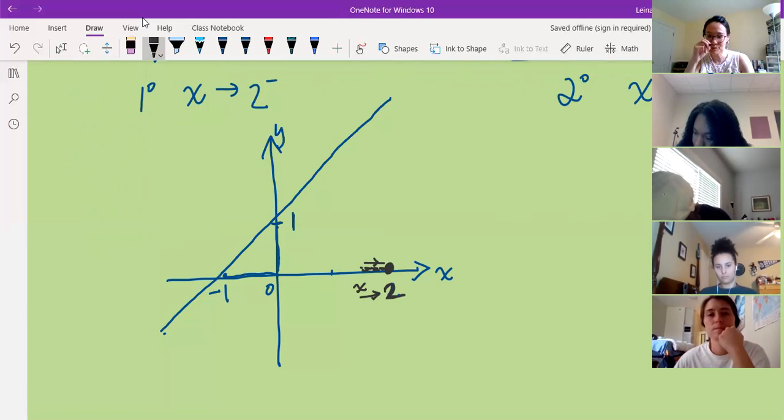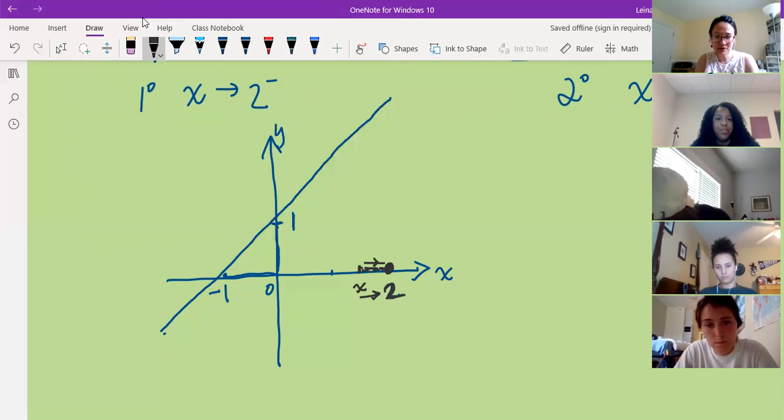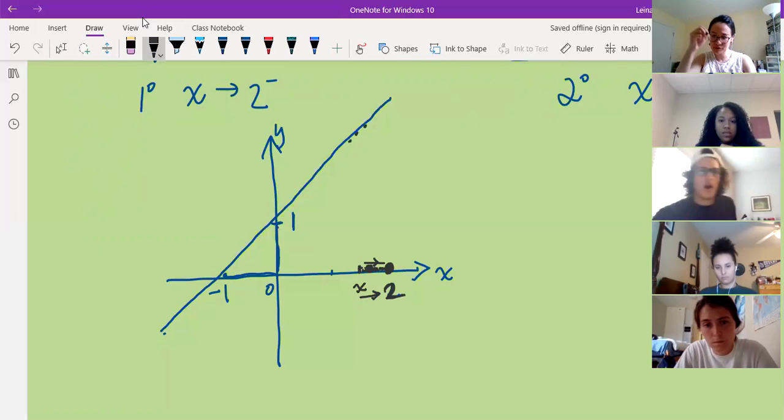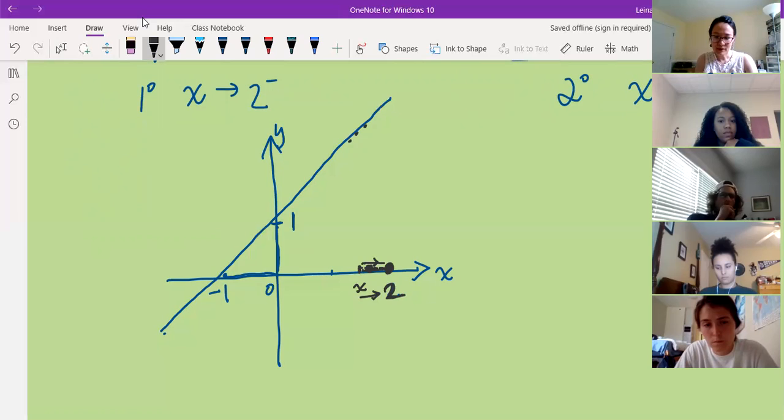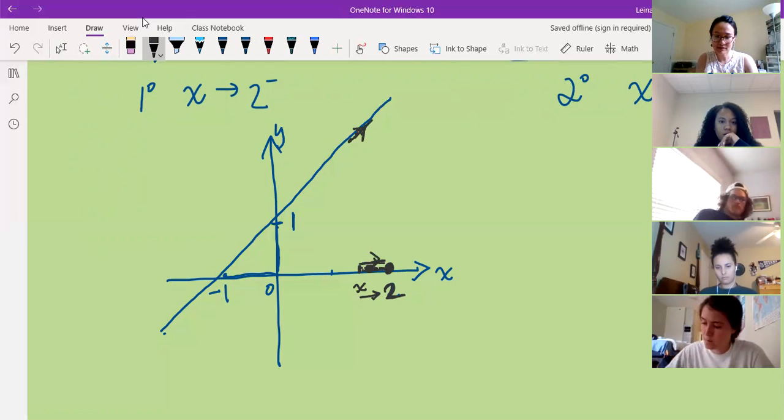What happens to the corresponding points on the graph? For this x, it corresponds to this point. For this x, it corresponds to this point. For this x, it corresponds to this point, right? So those points, are they moving upwards on the actual line? When x is heading this direction, are my points actually moving upwards? Is it going this trend?